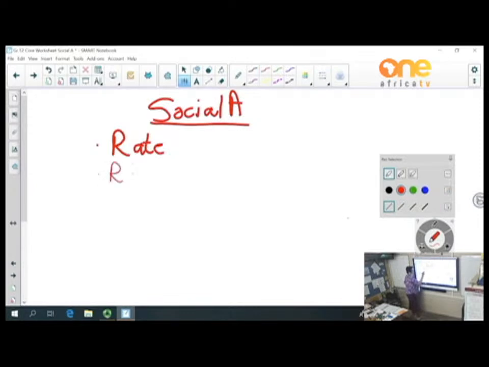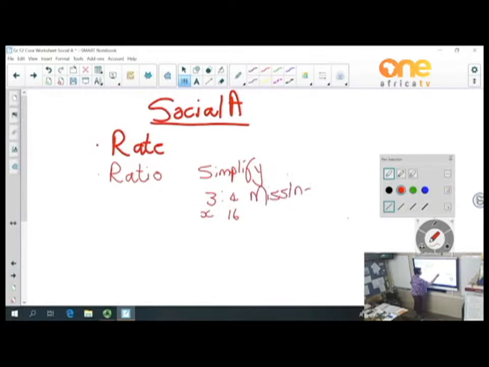Then ratio. Now, there were 4 methods of ratio that you learned. To simplify it in a certain ratio, missing terms, where we say the boys to the girls is in the ratio 3 to 4, for instance, and there are 16 girls, how many boys are there? So this is missing terms. You have one of the terms.